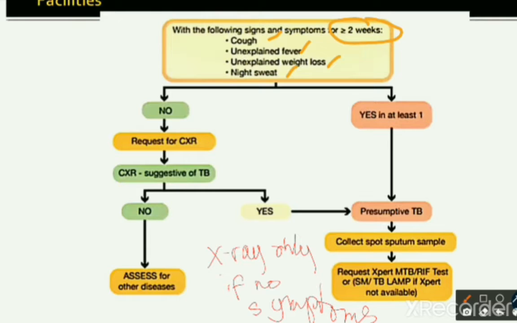So with that, we will be using the algorithm in which chest x-ray will be utilized, then the sputum sampling will be done, and the Xpert MTB/RIF test, which is now the procedure of choice for us to screen for patients with MTB.